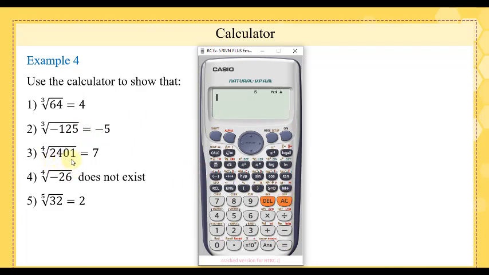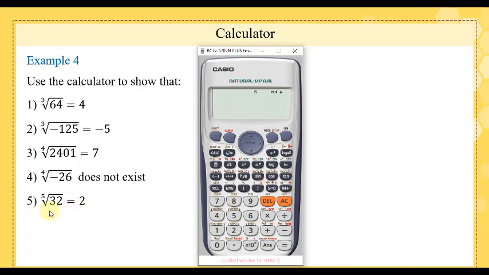Number 3, fourth root of 2401, we press shift, nth root, we write 4 for the index, and for the radicand, we write the number 2401. We press equal, then it is equal to 7. Number 4, fourth root of minus 26, we write shift, nth root, 4 for the index, and minus 26 for the radicand. Then we press equals. We get math error, it does not exist since the index 4 is even and minus 26 is negative.